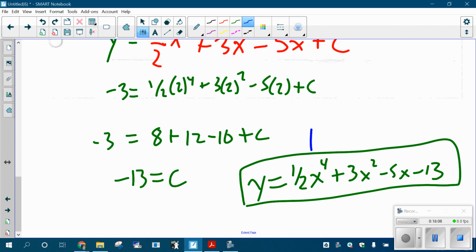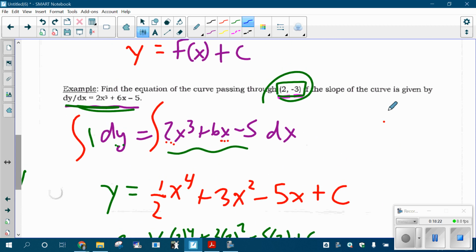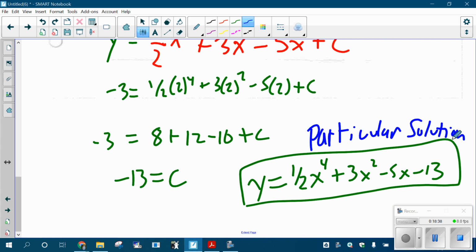They call this a particular solution to the differential equation, as opposed to a general solution. It's a particular one. This is the only solution there. And oh, by the way, I should mention that too. This little point they give you, a lot of times they call that an initial condition. So if you want to be fancy and show off your knowledge of differential equations to people, you can be like, oh yeah, because they gave me an initial condition in that differential equation, I was able to find a particular solution. Pretty fancy.